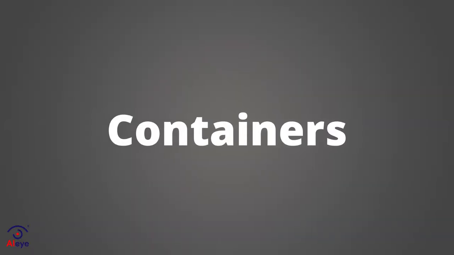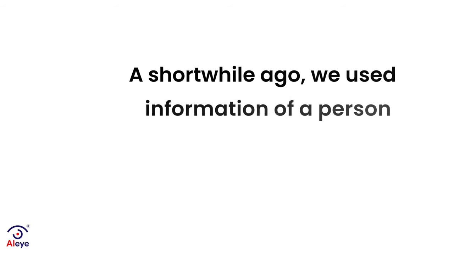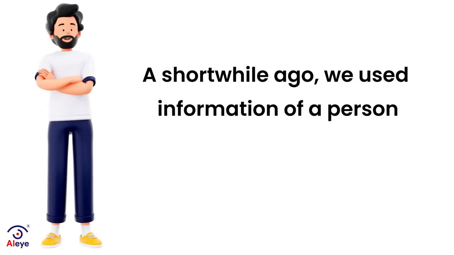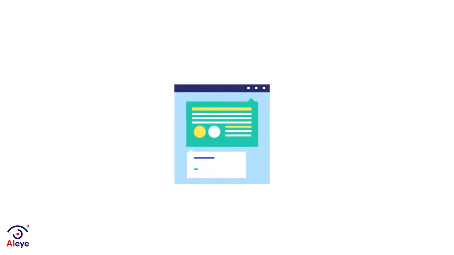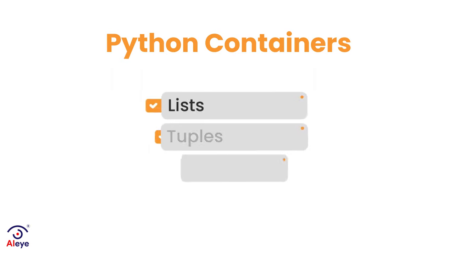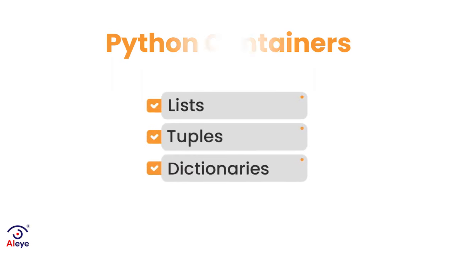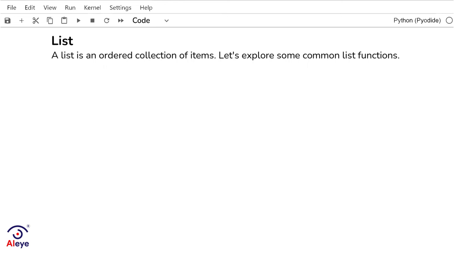Containers. A short while ago, we used information of a person. Assume we want to handle information about several persons at the same time. For such purpose, we can use three containers, namely lists, tuples, and dictionaries. Lists. A list is an ordered collection of items. Let's explore some common list functions.